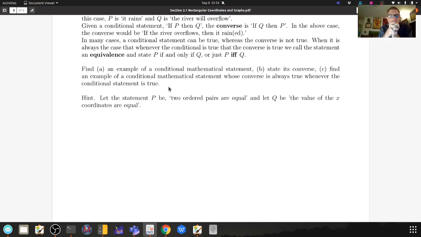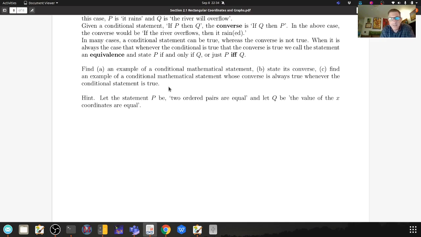And then find an example of a conditional mathematical statement whose converse is always true whenever the conditional statement is true. This drove some of my college algebra students to distraction, which is really unfortunate. Some of the ones that were most bothered by it were the ones that could do algebraic manipulations just perfect. But when it came to mathematical reasoning, they locked up. And that's terribly, terribly sad, because mathematical reasoning is the engine that drives math.